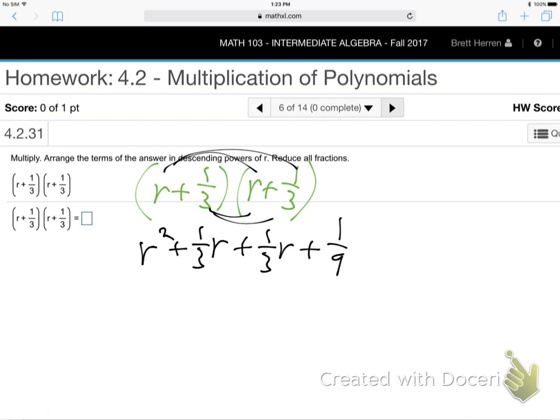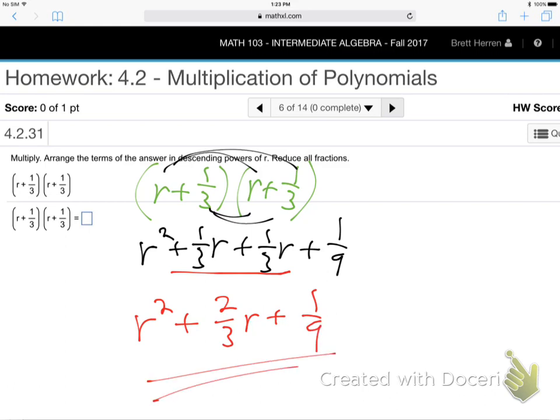Good. Now, multiplying is over. There's no more parentheses. Now I go into add subtract mode. So these guys are like terms, so I can add them up, right? So we get r squared, 1/3 and 1/3, 2/3, and there we go. Is that good? Questions I can answer? All good? Okay. I'll move along if you're all good with that.